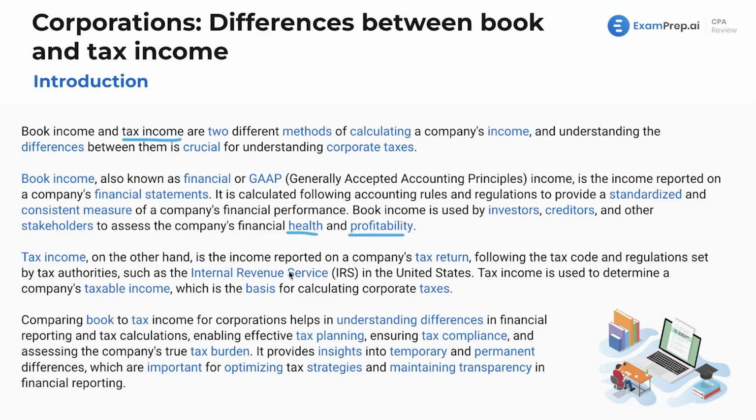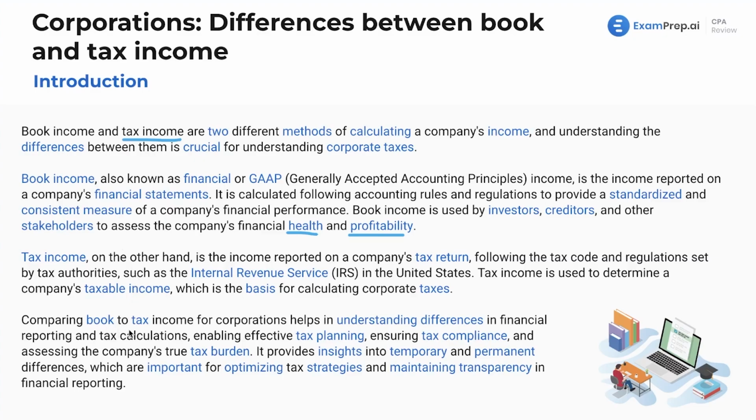However, taxable income, this is what's on the tax return. This is going to be used more so to determine what is the basis for calculating corporate taxes. We're going to go through the differences. Now, not only is it important to just understand the differences of these, well, it's also a requirement that you have to report book income, the differences, reconciling items on schedules M-1, M-3. We'll talk about those later on.